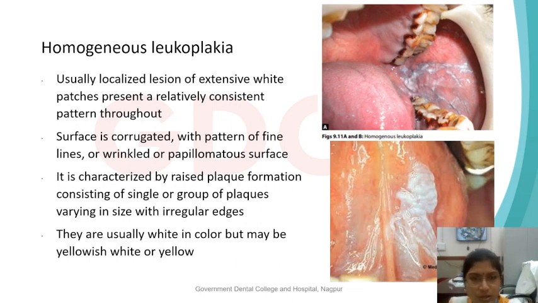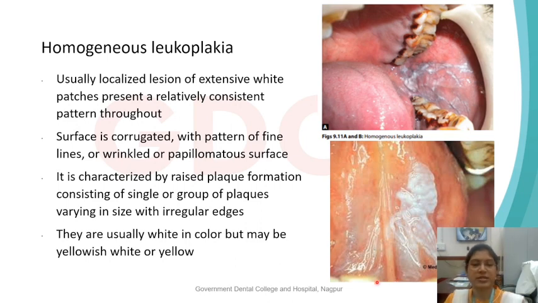Next is the homogeneous leukoplakia. It is usually a localized lesion of extensive white patches presenting a relatively consistent pattern throughout. We can appreciate on this ventral surface of the tongue a thick keratinized leukoplakia which is homogeneous in appearance and has a similar appearance throughout. The surface is typically corrugated with fine lines, or fine wrinkles can be seen. Sometimes a papillomatous appearance can also be seen.